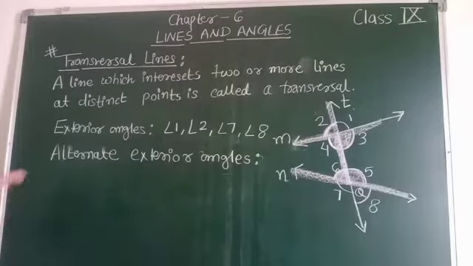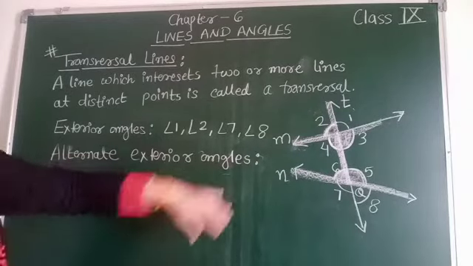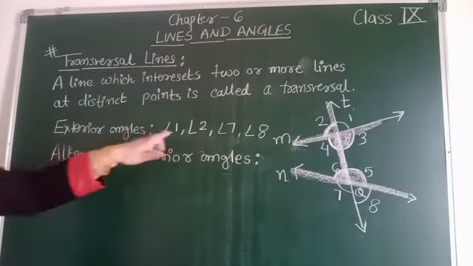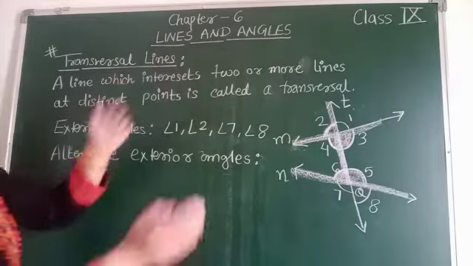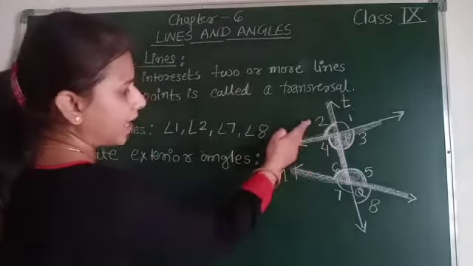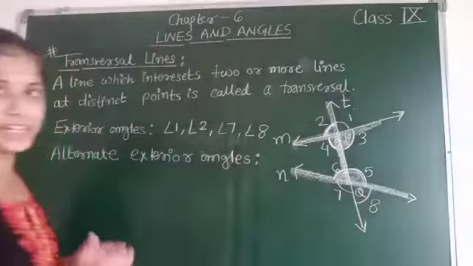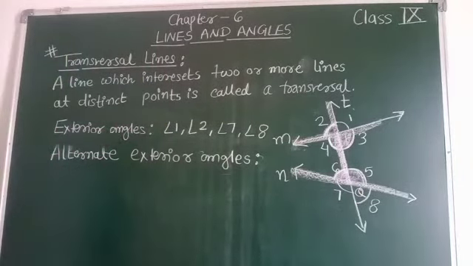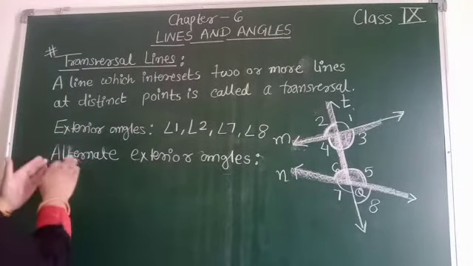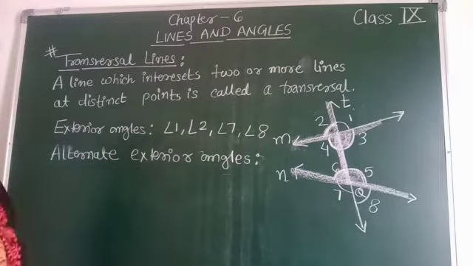Now we will see what alternate exterior angles are. As we know, there are four exterior angles outside of these two lines: angle 1, angle 2, angle 7 and angle 8. These are your exterior angles. Now we have to see which are alternate exterior angles.